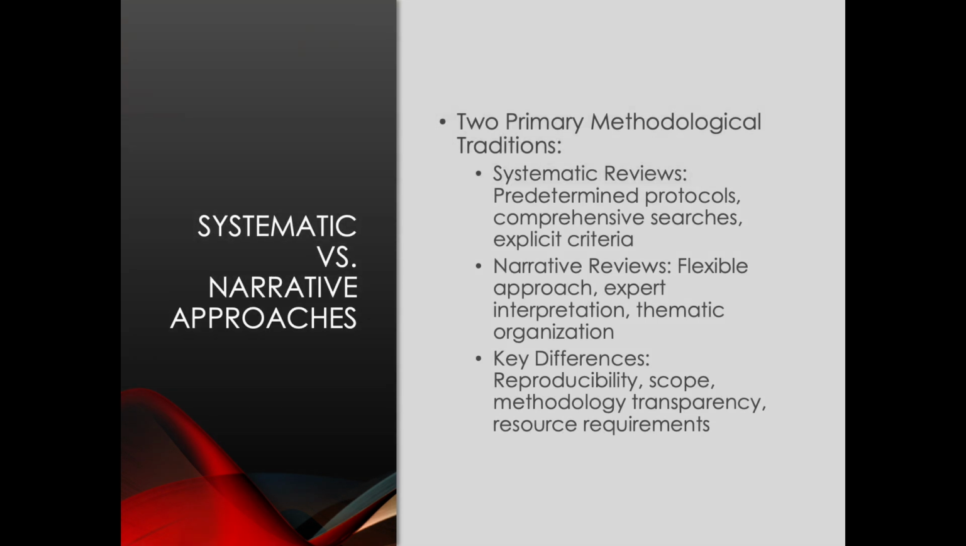Now, let's talk about two primary methodological traditions you'll encounter. Systematic reviews follow predetermined protocols with comprehensive searches and explicit criteria. They're highly reproducible, but resource-intensive. Narrative reviews, on the other hand, take a more flexible approach, relying on expert interpretation and thematic organization. The key differences lie in reproducibility, scope, methodology transparency, and resource requirements. Neither is inherently better. They serve different purposes in the research ecosystem.